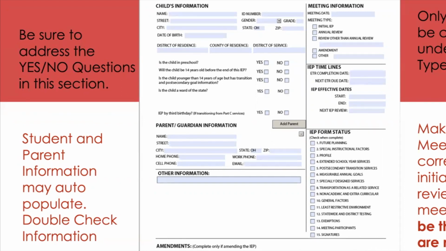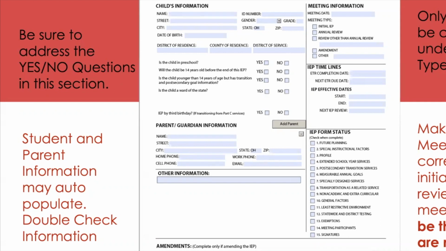Under the meeting information, you will put the date that you're actually meeting. So whatever the actual day is that you are meeting at the time would be important to have in there as well. For the meeting type, remember you're only going to choose one type of meeting. Is it an initial IEP? Is it an annual review? Or is it a review other than an annual review? Is it an amendment? Or is there another reason why you may be having this IEP team meeting?